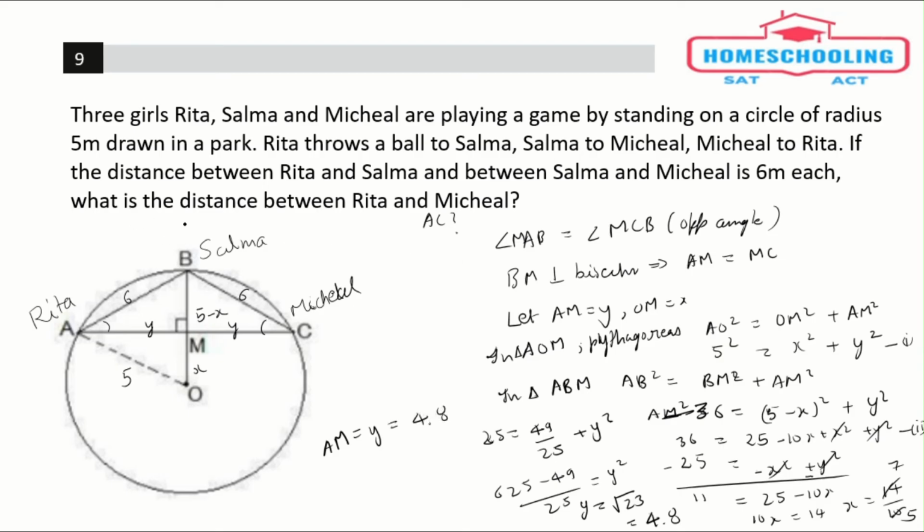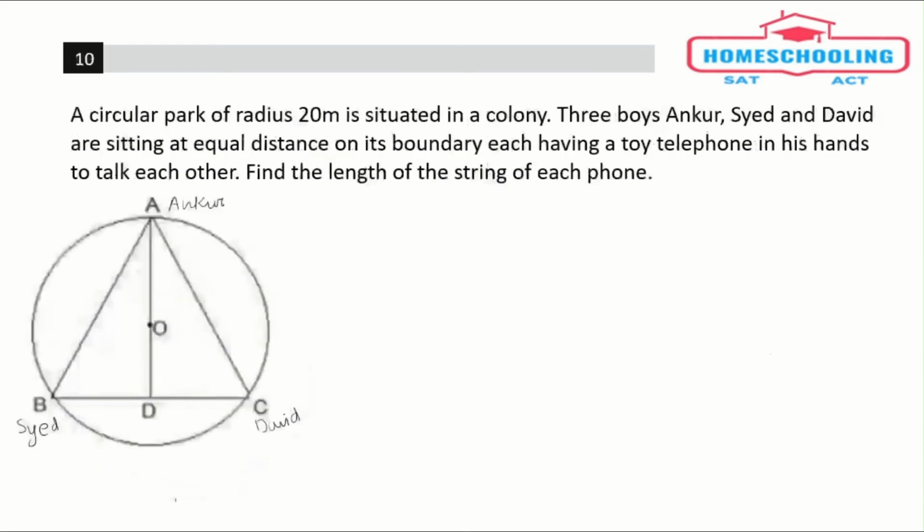Now we have to find the distance between Rita and Michael. So Rita and Michael is AC. AC is equal to y plus y, that is 2y. So twice of 4.8 is equal to 9.6. So your answer would be, the distance between Rita and Michael is 9.6 meters. Now let's come to the next question.